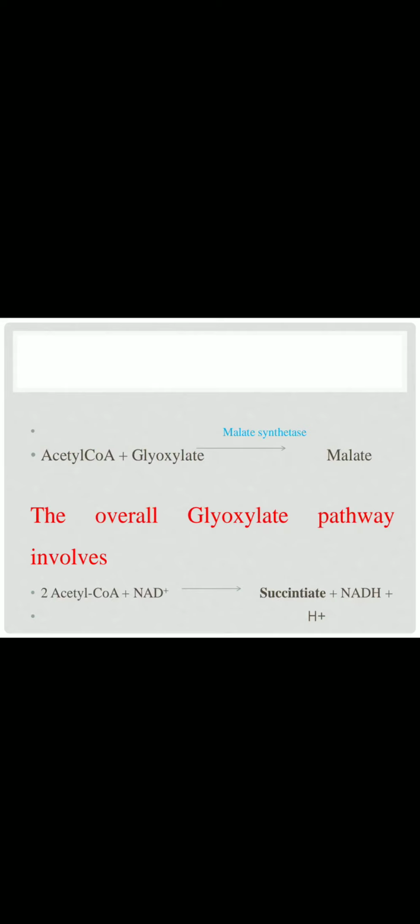So the glyoxylate, with another molecule of acetyl CoA, forms a molecule of malate by malate synthetase. Acetyl CoA plus glyoxylate gives malate with the help of malate synthetase. This malate is converted to oxaloacetate by malate dehydrogenase for the cycle to be completed. Thus, we can say the overall reaction of the glyoxylate pathway involves two molecules of acetyl CoA plus NAD gives succinate plus NADH and H positive ion.